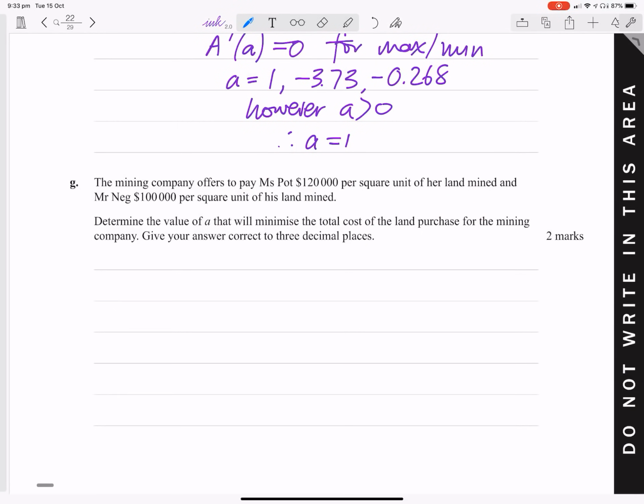A mining company offers to pay $1,200 per square unit of her land mined. Mr. Neg, determine the value of a that will minimize the total cost of land purchase for the mining company. Give your answer correct to 3 decimal places. Determine the value of a that will minimize the land cost.